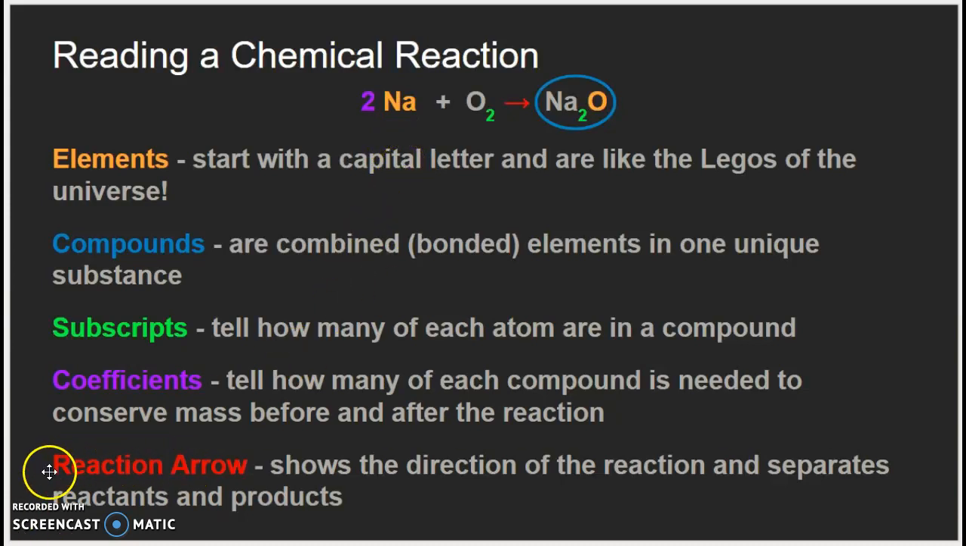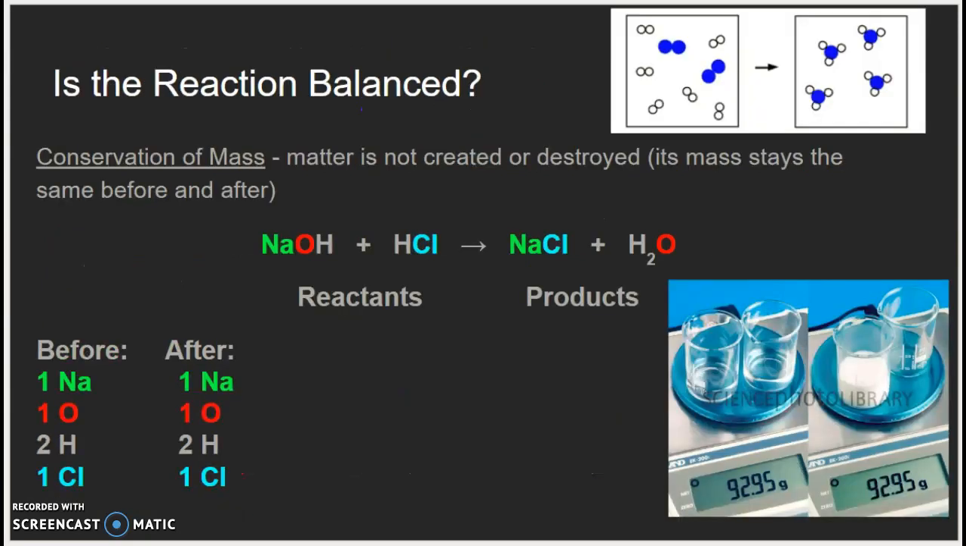Alright, last thing here. Reaction arrow. This shows the direction of the reaction, and it separates out the reactants from the products. So anything that is before the arrow, the left side, we would call reactants, because they're the things that are going to react with one another. And anything after the arrow we call the products, because they're the things that come out, or they are produced from the reaction.